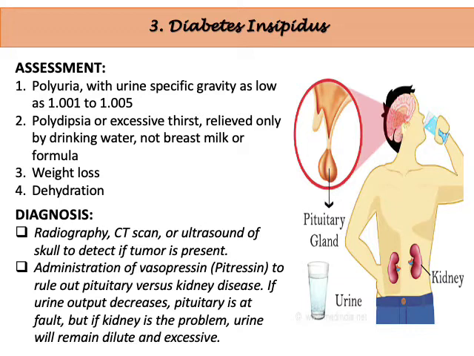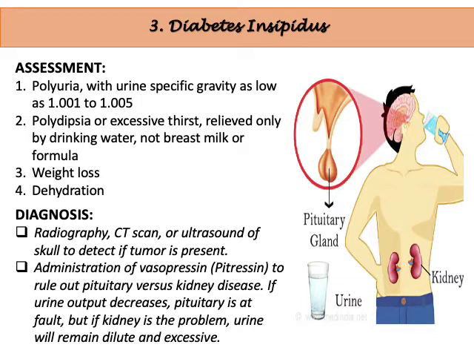Second, there is polydipsia or excessive thirst, which is relieved only by drinking water, not breast milk or formula milk, since water is mainly lost in the urine. Third, there may be accompanying weight loss because of a large loss of body fluid. And fourth, there could be dehydration, especially if diabetes insipidus is untreated. It can result to death.